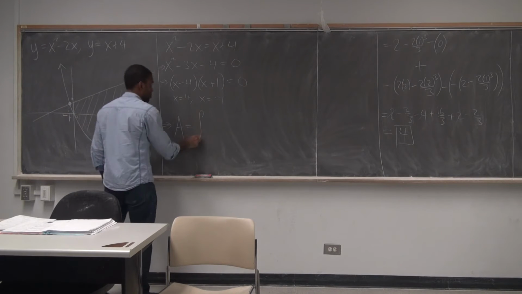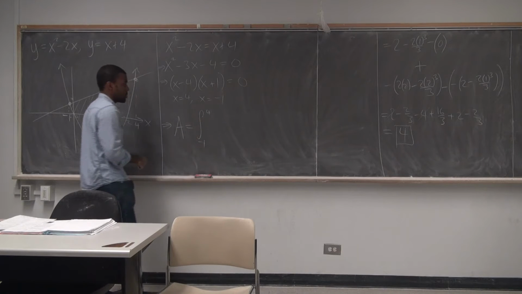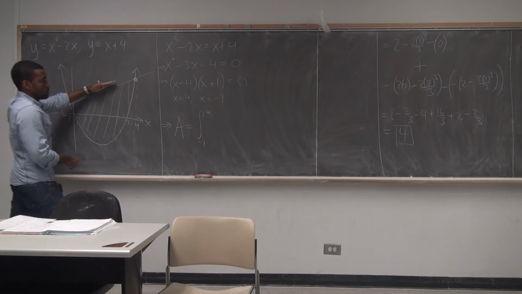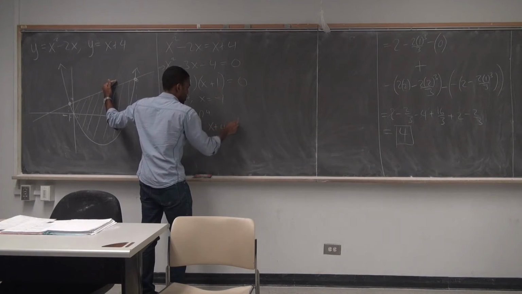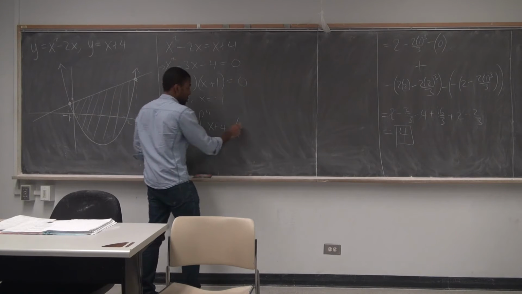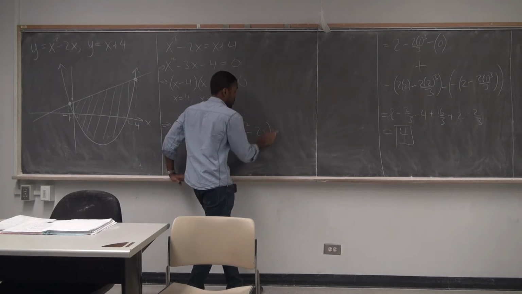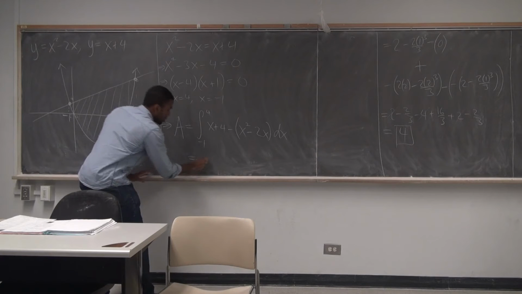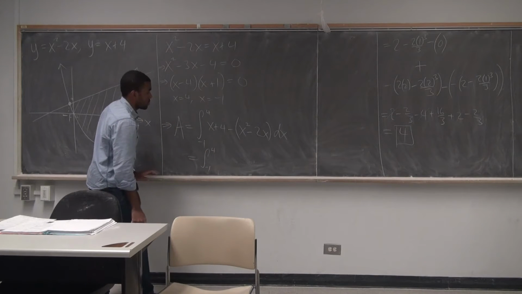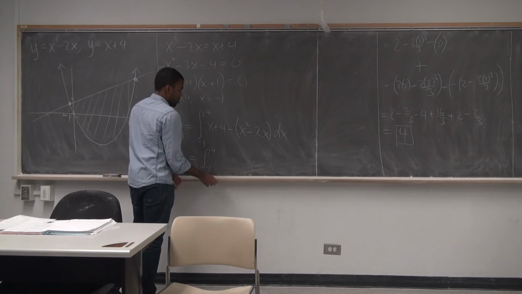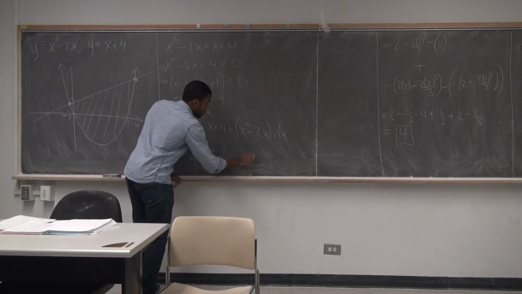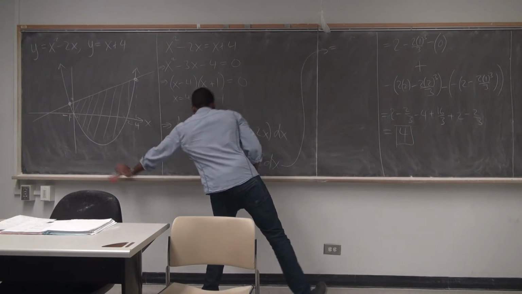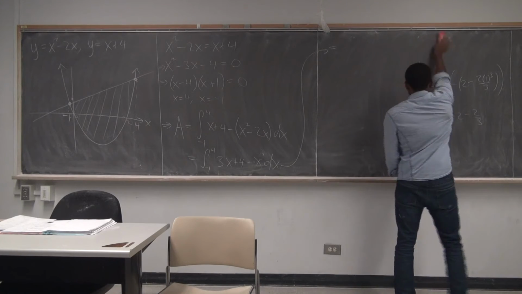the integral from minus 1 to 4 of the top function, x plus 4, minus the bottom function, x squared minus 2x. You need the parentheses here. Which is the integral from minus 1 to 4 of 3x plus 4 minus x squared. Okay, what does the first term become?